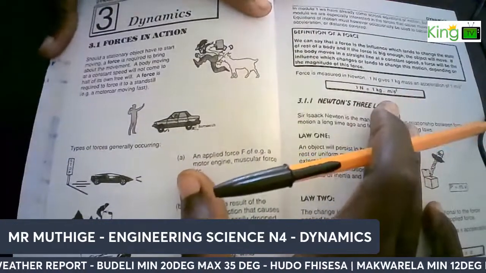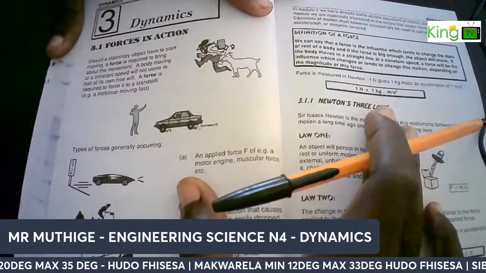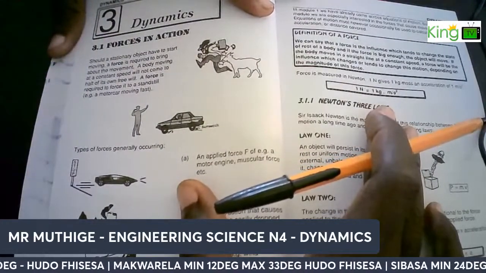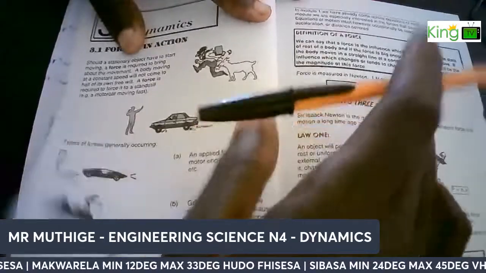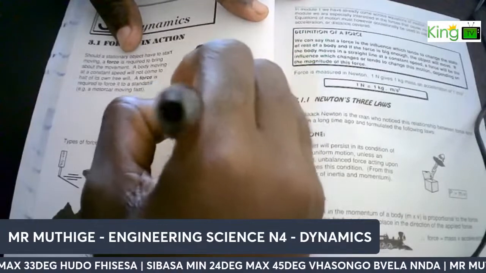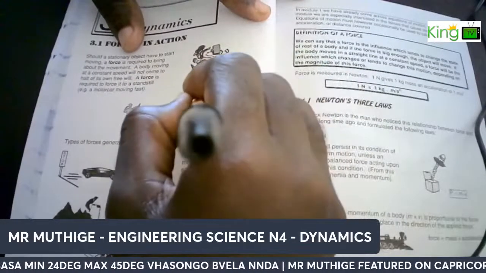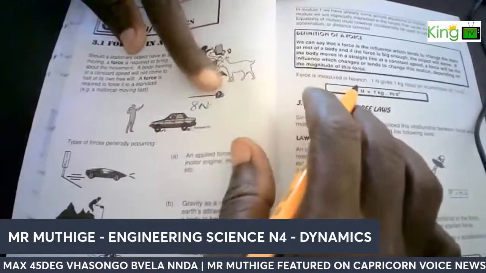Now, there are things that you know already. We know that a force is a push or a pull. A force is a vector. It's got magnitude and direction. When you represent a force, there must be a direction and there must be a magnitude. And the fact that you've got direction means that you'll be able to know how far this force is acting.